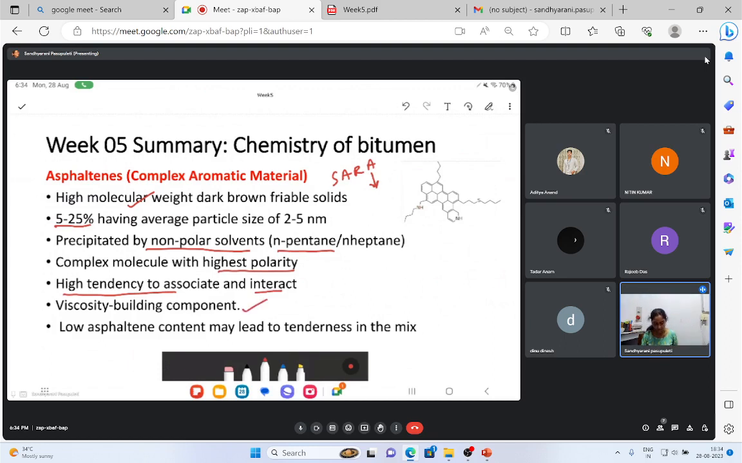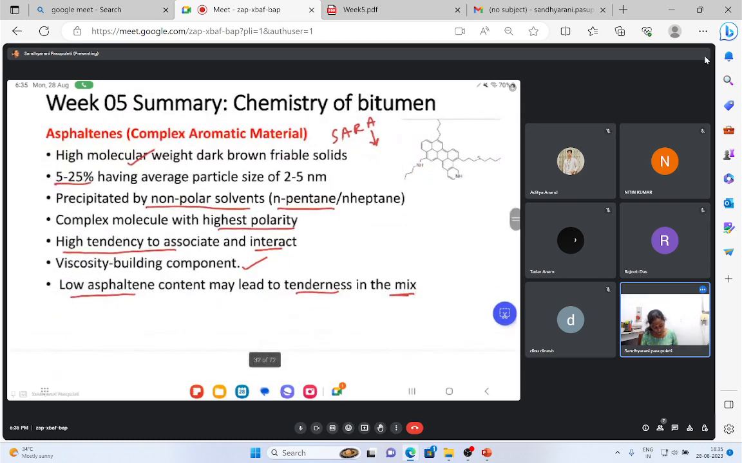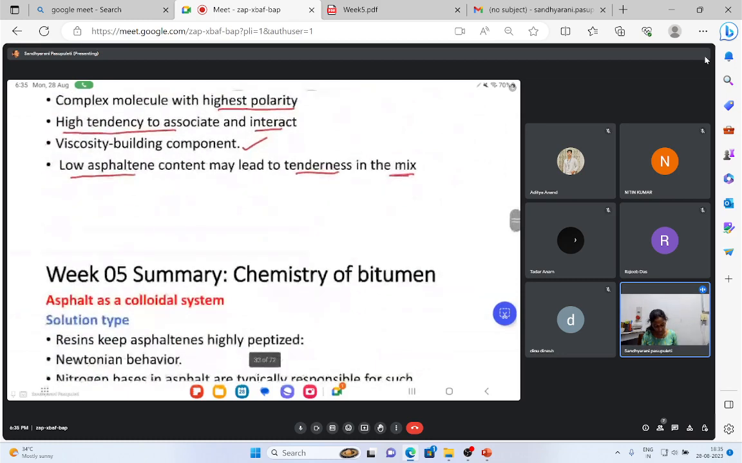So these are the viscosity building components. Any bitumen having lower asphaltenes is softer in nature. If I use that bitumen in the asphalt mixture preparation, what happens? The mix will be tender. Tender means very soft. If you consider the slump test in concrete, any concrete that is very tender, what happens? Slump will be much more.